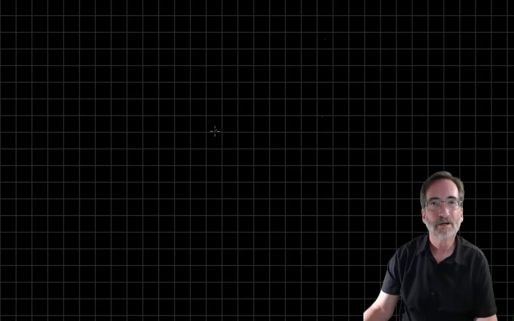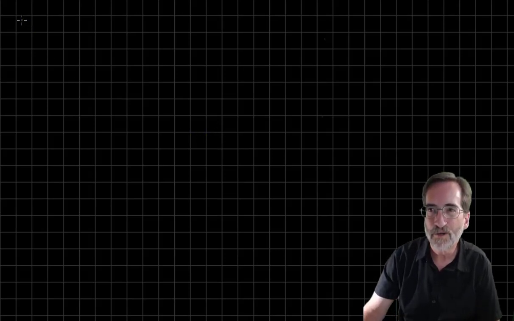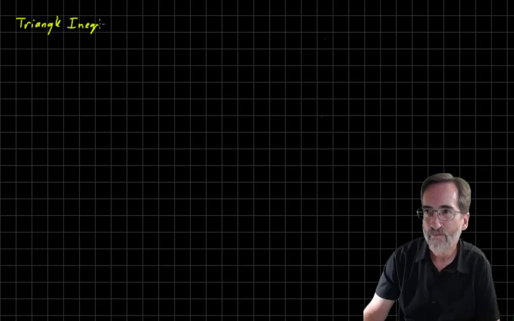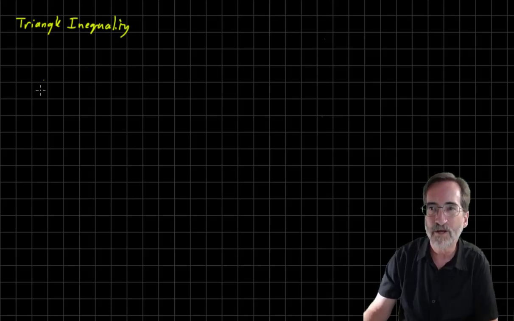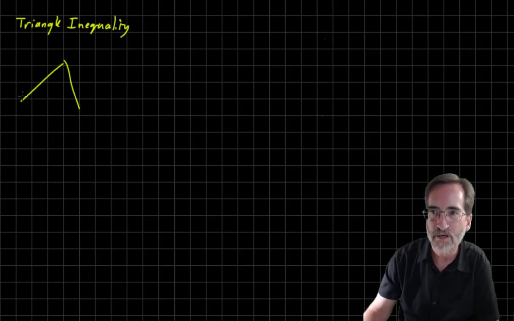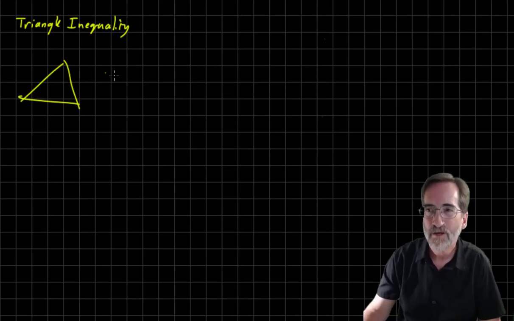All right, we're here to talk about the triangle inequality. Triangle inequality. Let's define the terms first. Triangle is a polygon with 3 sides. The sides are made up of line segments.